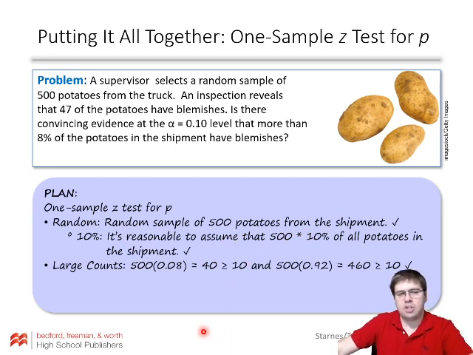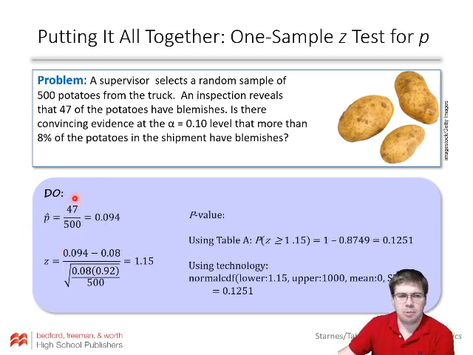And then the large counts, n times p naught, so p naught was 0.08, so 500 times 0.08 is 40, which is at least 10, and 500 times 1 minus that, so 0.92, is well over 10. And so we've met our conditions for normality and independence and unbiased. So then finally we get to actually calculate the values. So we use our sample proportion, 47 out of 500, which is 0.094. So 9% of them are blemished.